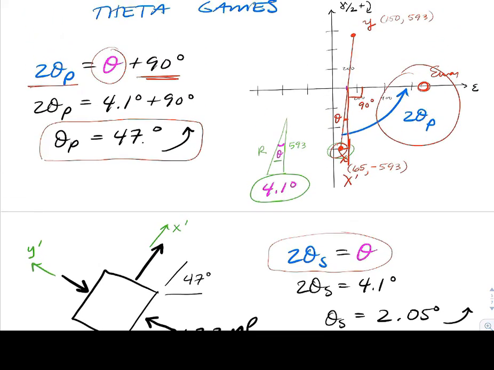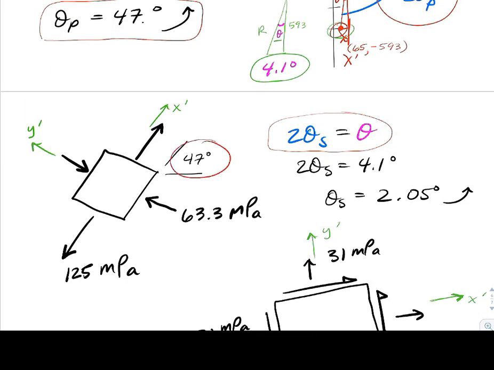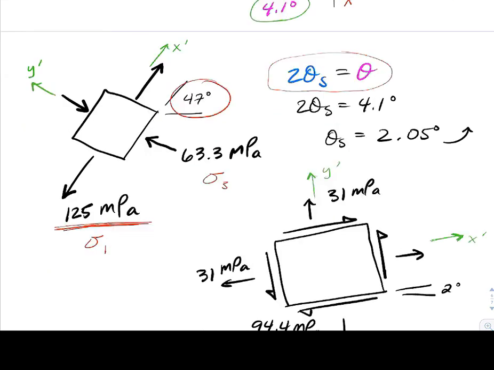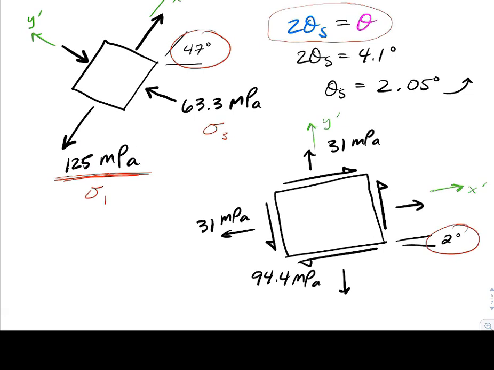So let's just look here. If we rotate our element at 47 degrees, which is theta P, we'd end up with 125, sigma 1. There would be sigma 3 on the y prime direction. So there would be the principal state of stress. Rotating it at roughly 2 degrees clockwise, we end up with maximum shear stress. So we'd have our average normal stress on all faces, and then your maximum shear stress, which would show up on the faces.